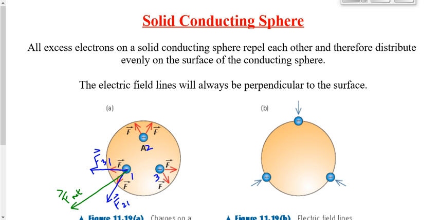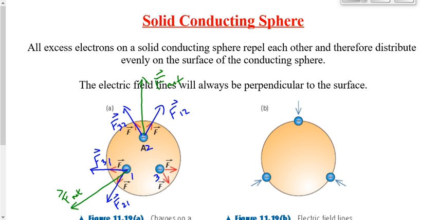Now, we get a similar phenomenon taking place with charge 2 and charge 3 as well. Charge 2 is repelled by charge 1. We'll call that F12. Charge 2 is repelled by charge 3. We'll call that F32. And as a result of both of those repulsive forces, there's a net force acting on charge 2 this way. You'd see the same thing with charge 3. We just won't draw it.